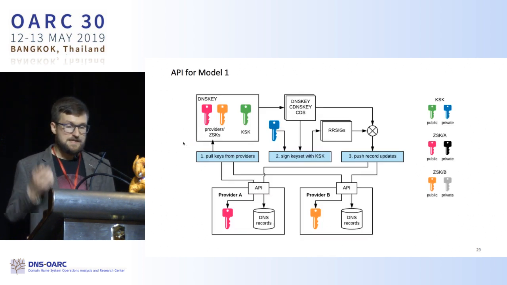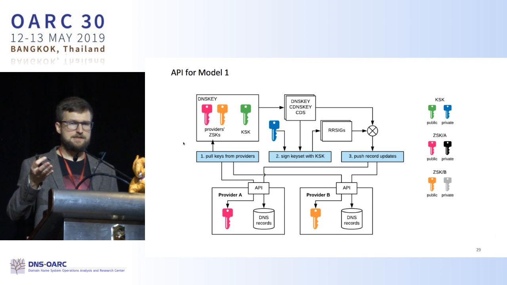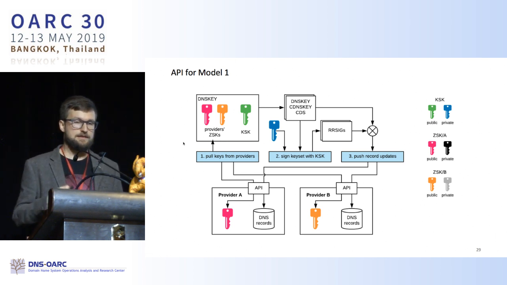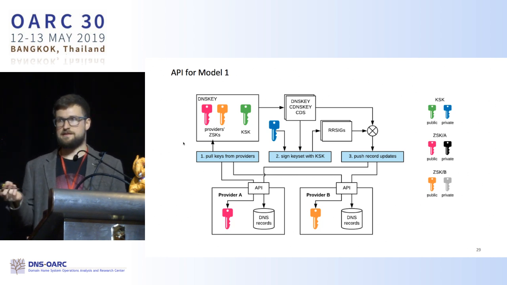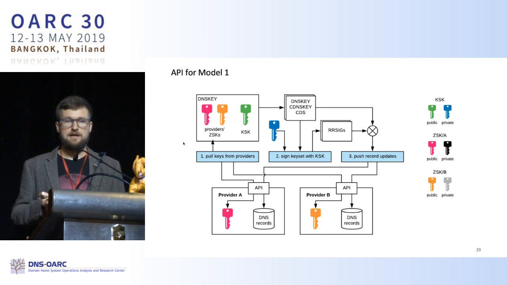Again, I have a diagram that describes these steps. So again, we have two providers. They have some abstract API. The API could be anything. It could be DNS dynamic update. It could be REST API. There are, of course, some other options.